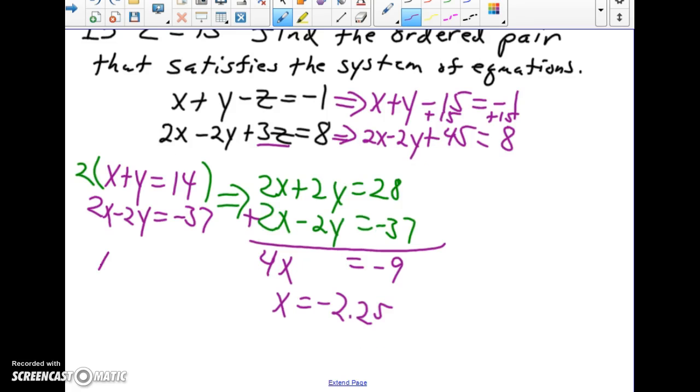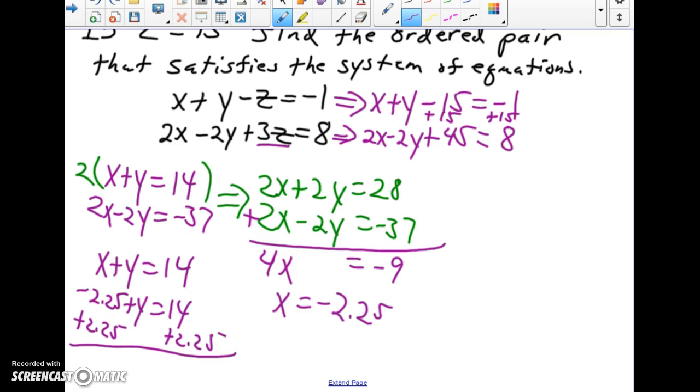All right, so here we go. We got this. x plus y equals 14. We're going to substitute this, negative 2.25, in for the x. And then what are you going to do? You're going to add 2.25 to the other side, right? As you guys know how to do, like this. And you're going to find out what? That y equals 16.25. Okay, good. That's right.